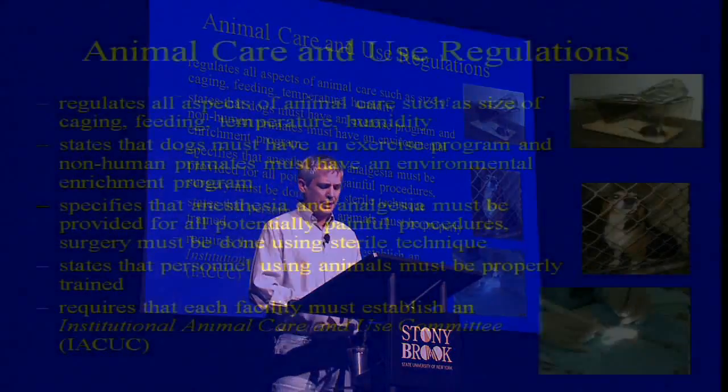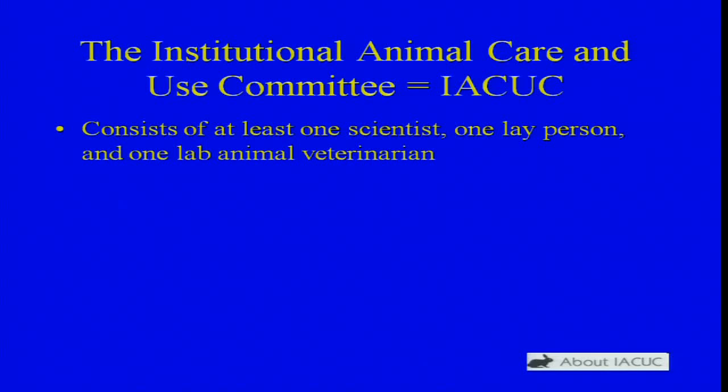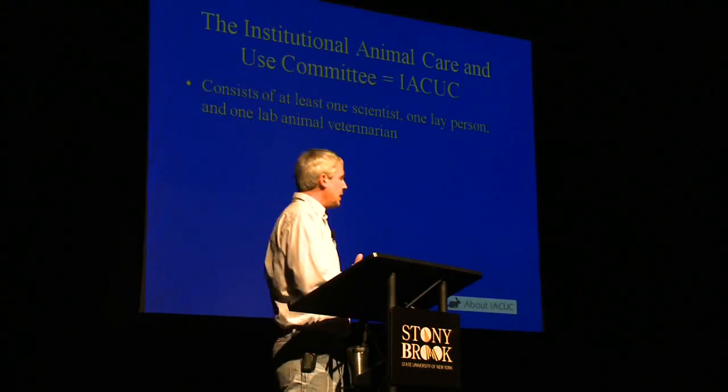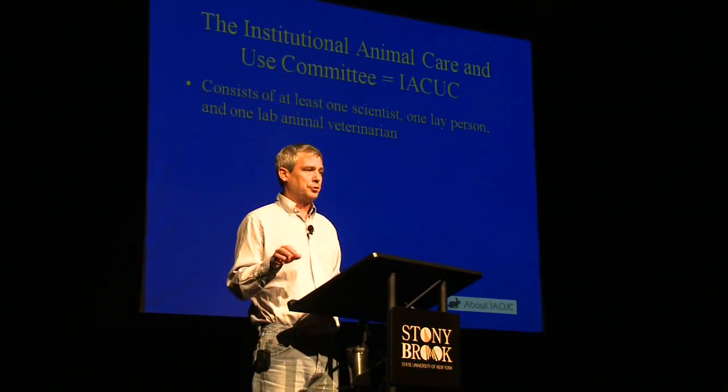And finally, the regulations require that each facility have what's called an Institutional Animal Care and Use Committee, referred to as the IACUC. And as you'll see, it's a very powerful committee, probably one of the most powerful committees here on the campus. By law, this committee is made up of at least one scientist, somebody who's practicing research at the time, and at least one layperson, somebody not associated with the university and not associated with research. We actually have a minister and a school teacher on our committee, and they represent the outside interests, basically the community interests.